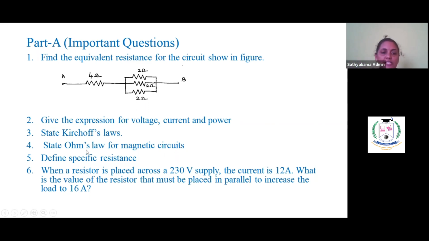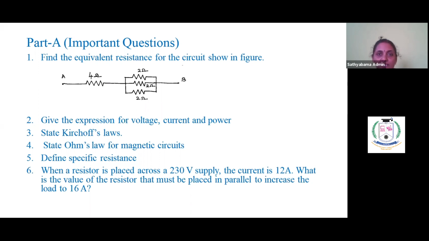Next one, state Ohm's law for magnetic circuit. So you know what Ohm's law is? Ohm's law states that the current flowing in any conductor is directly proportional to the voltage across it. And here you have to definitely mention the condition: at constant temperature. Constant temperature is very, very important. State Ohm's law for magnetic circuits or electric circuits. Define specific resistance. We have already gone through it.